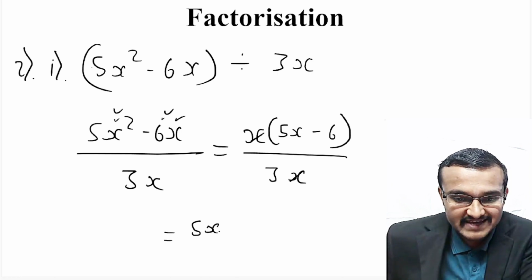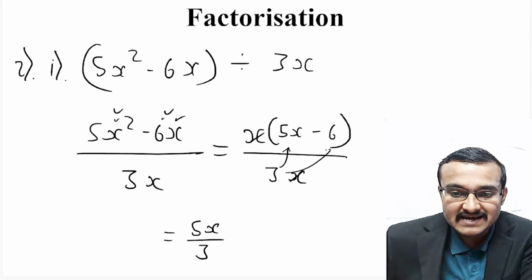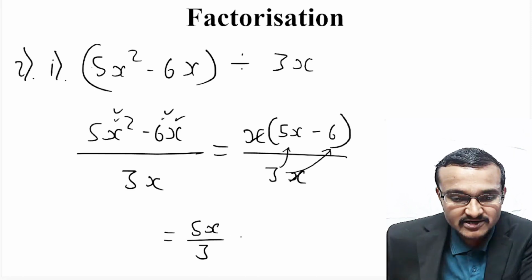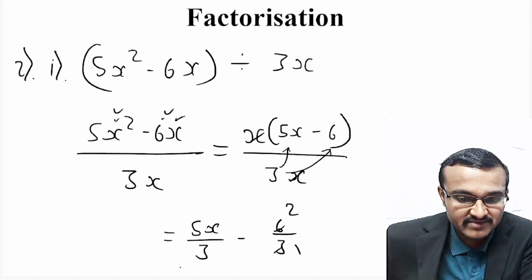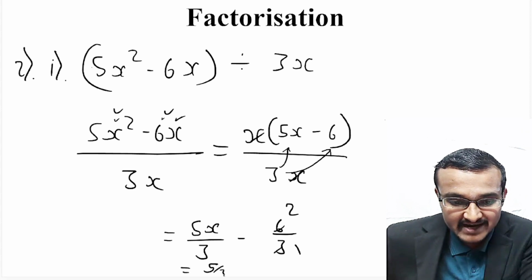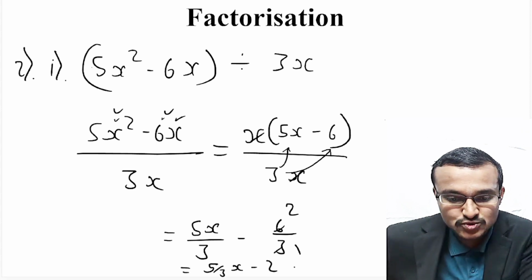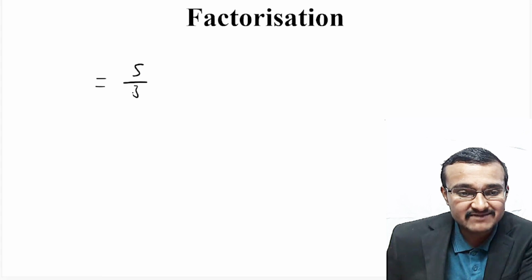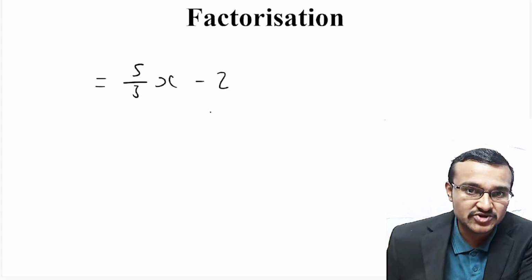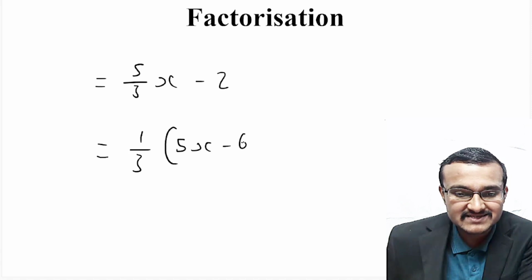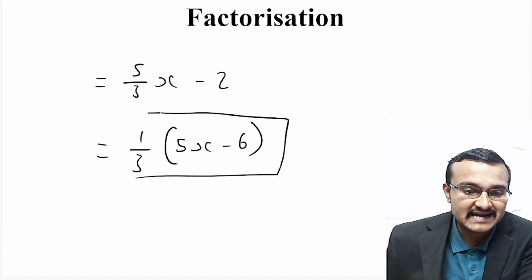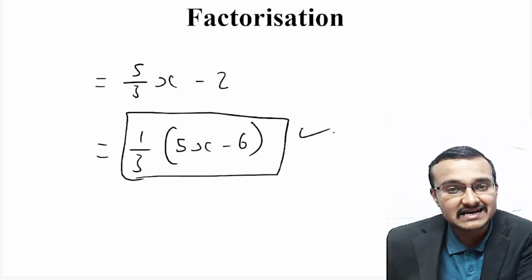So this will be 5x divided by 3, because 3 divides both 5x and minus 6. So 5x divided by 3 minus 6 divided by 3. Three ones are 3, three twos are 6. Here 5 by 3 x is there, so 5 divided by 3 x minus 2. So you are getting 5 by 3 x minus 2 as your answer. Or you can write this as 1 by 3 into 5x minus 6 as well. You can express the answer in this format as well.